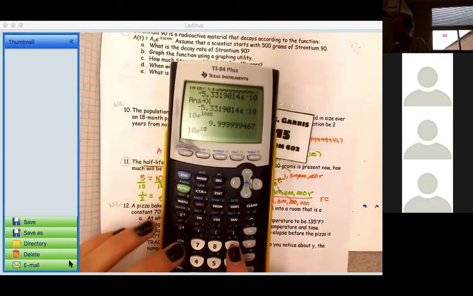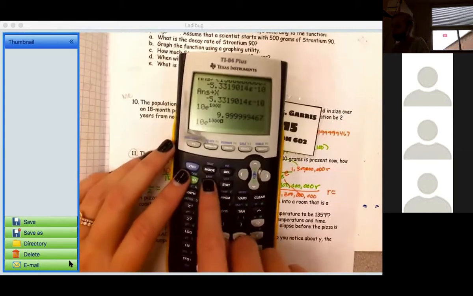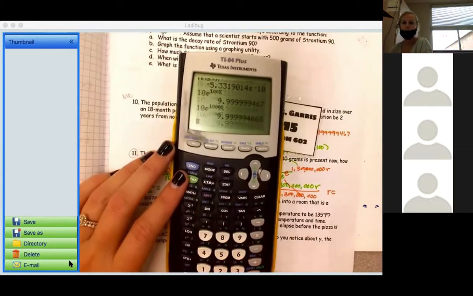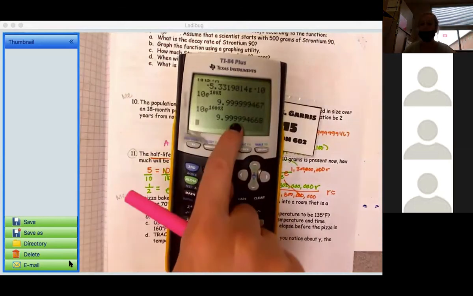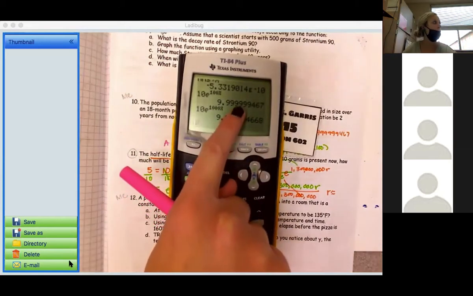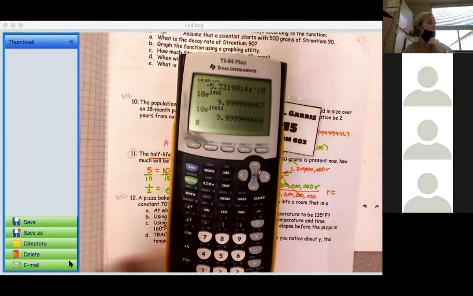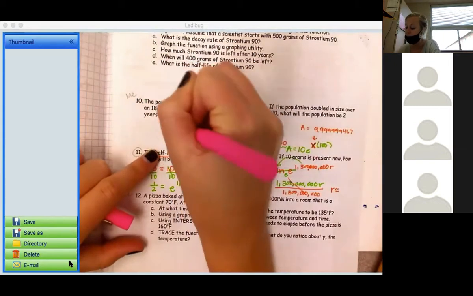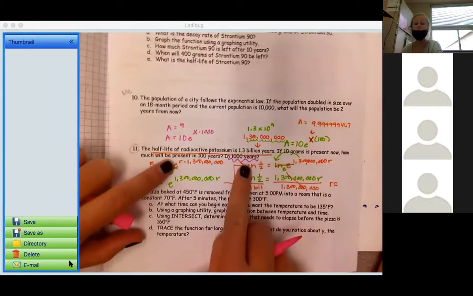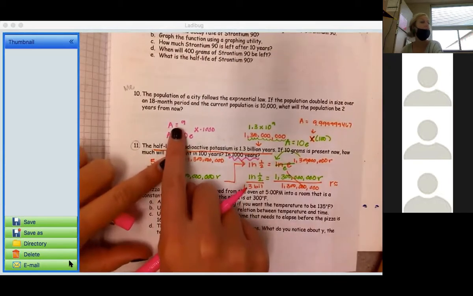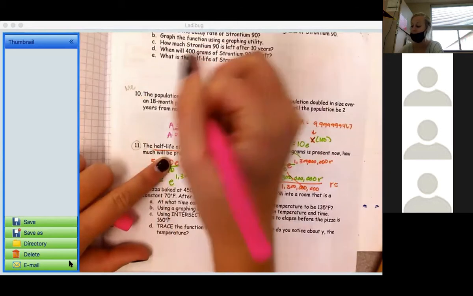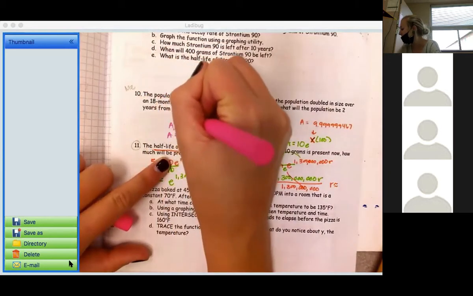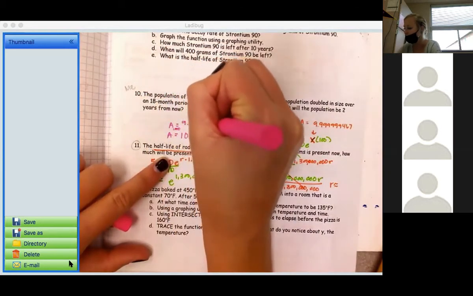10e to the 1,000, and then I stored my rate as X. And we've still got 9.999 something, but look, isn't this number smaller than this one? So it is gradually going down, okay? No, I'm just color coding mine. You could put A sub 1,000 because that's how you would write it. A sub 1,000 is 9.999994660.